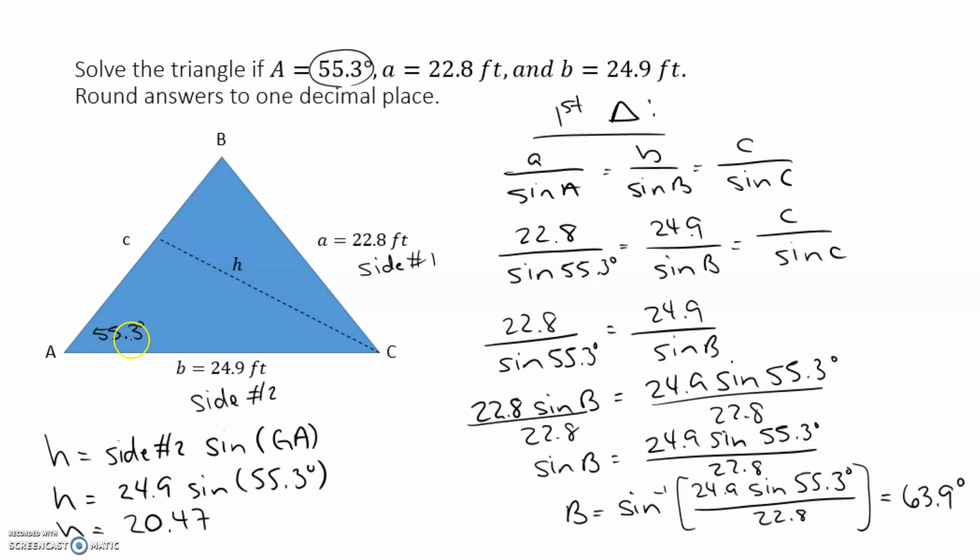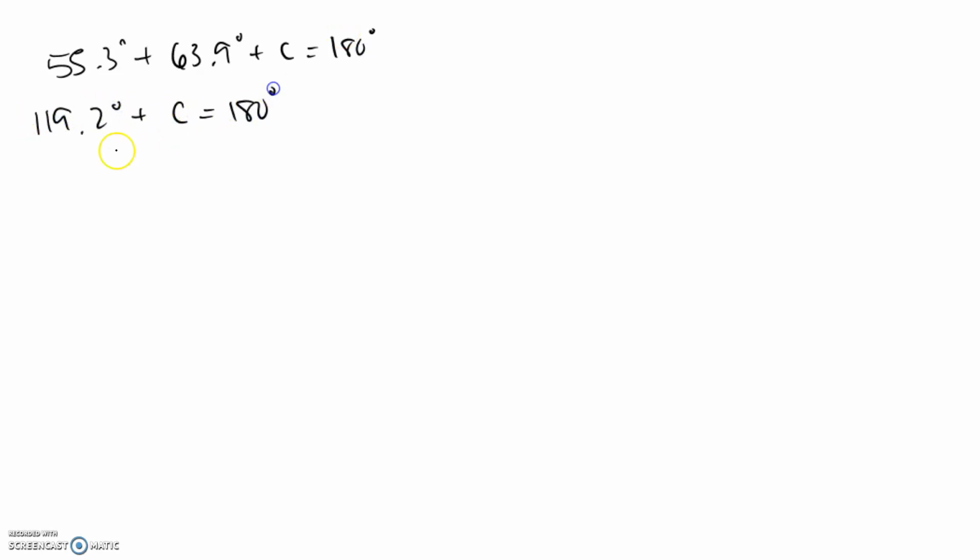Okay, so now I've got 55.3 for A and 63.9 for B. I can go ahead and find C if I add these two up and then subtract from 180. Okay, so if we got 55.3 plus 63.9 plus C equals 180, that's going to give you 119.2 plus C equal to 180. So C will be 180 minus 119.2, or the same thing as 60.8 degrees.